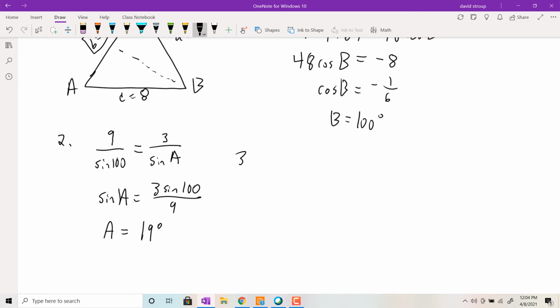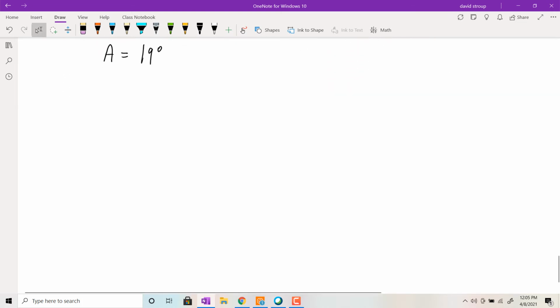Then you got some low-hanging fruit, right? So angle C will just be 180 minus 100 minus 19, which I think is 61 degrees. Okay. So expect a whole ton of those.